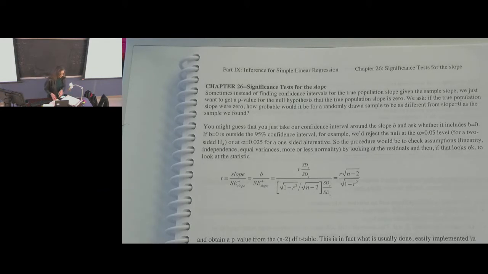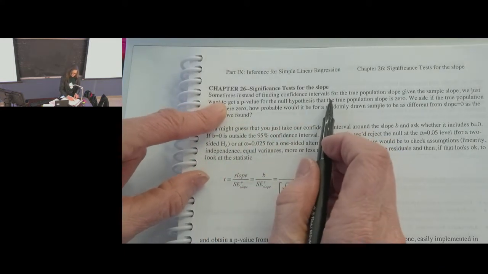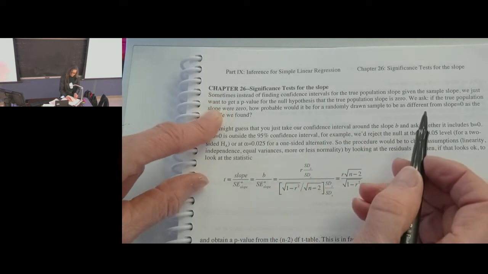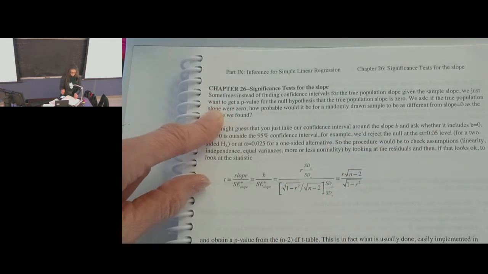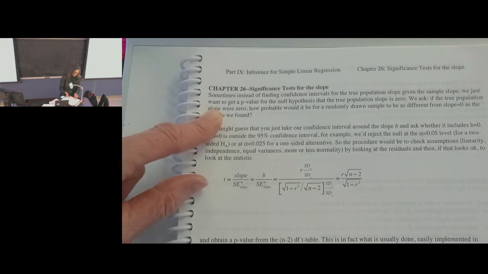All right, so now, significance test for the slope. Why do you do it? Why don't you just do a confidence interval? Well, sometimes people want to get a p-value for the null hypothesis. That's very common. So sometimes instead of finding confidence intervals, we just want to get a p-value for the null hypothesis that the true population slope is 0.